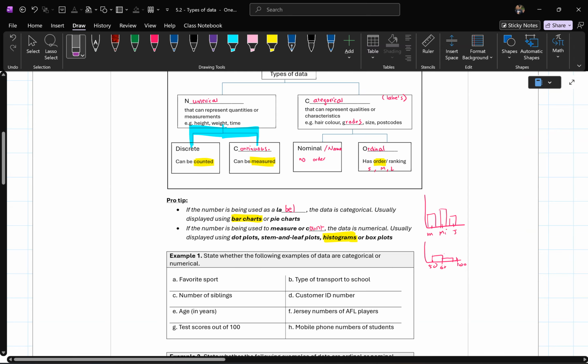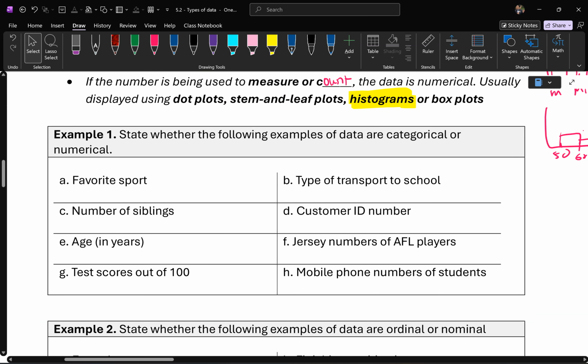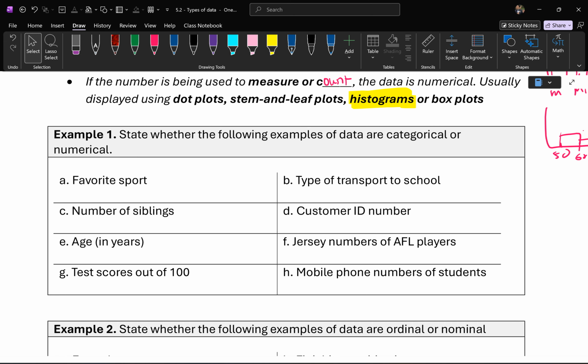At year 11, what do you have to do? This is what you have to do. Your exercise to pass or at least get an S for 5.2 is to be able to do this. I give you a bunch of possible data and you tell me, is it categorical? Is it numerical? Is it ordinal, discrete, continuous, or what's the other one? Nominal. Okay? Let's start off with this one. Let's see if you understand it.